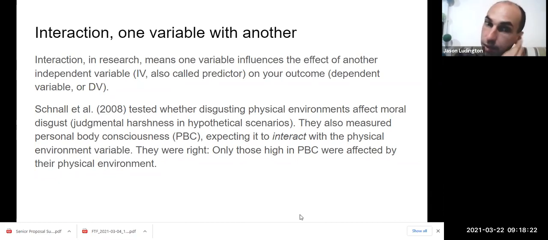All right, so I've given you now a full picture of that study, and you can see how the one variable, personal body consciousness, influenced the other variable, the disgustingness of the environment, so that the one influenced the other to influence how it affects a third variable, the dependent variable, which is ratings of harshness on the hypothetical scenario. All right. Sorry for the long description and explanation.